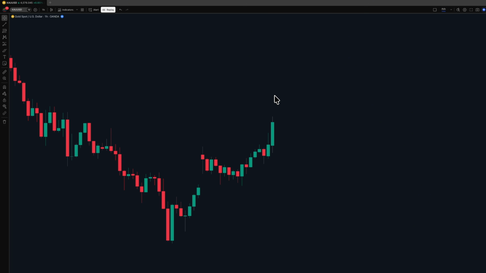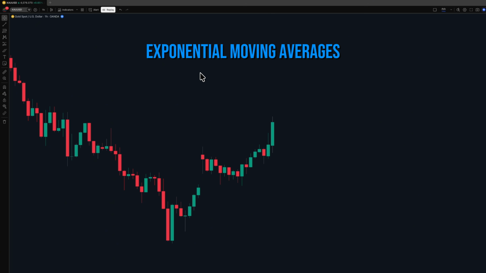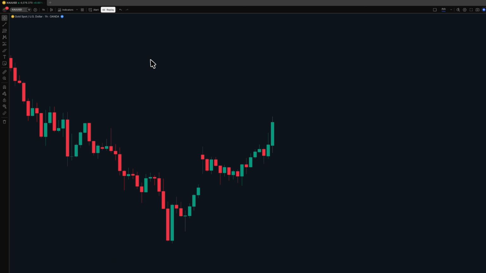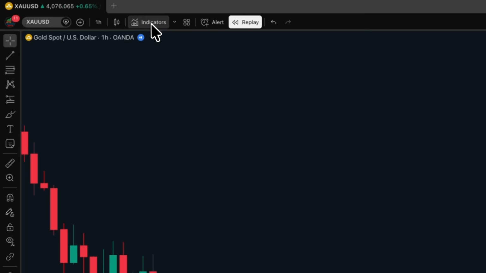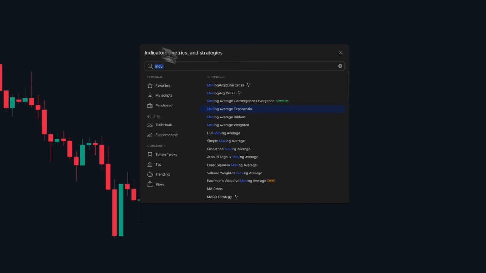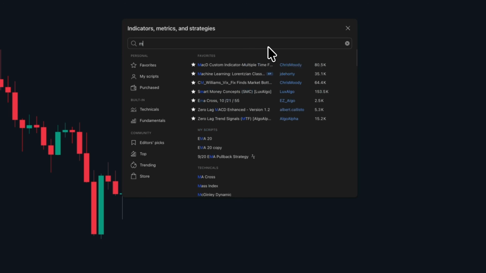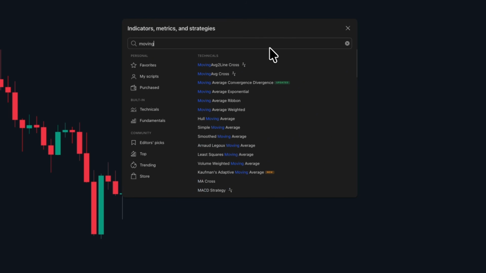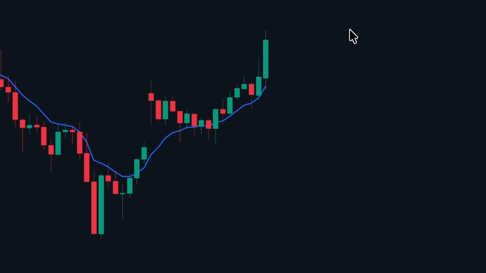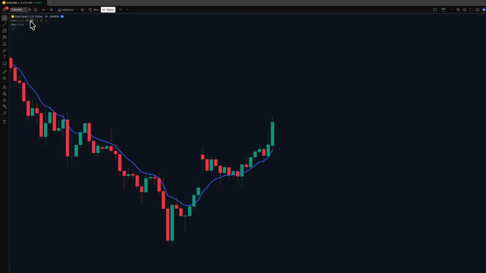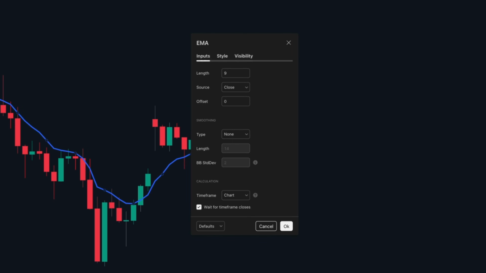So this strategy uses only two indicators, and both of them are exponential moving averages. Now, here is how to add them on TradingView. So click on Indicators at the top of your chart, then search for Moving Average Exponential, and click on it to add it. Then click on it one more time, so now you have two of them sitting on your chart.